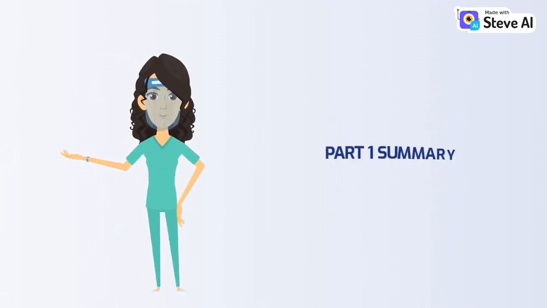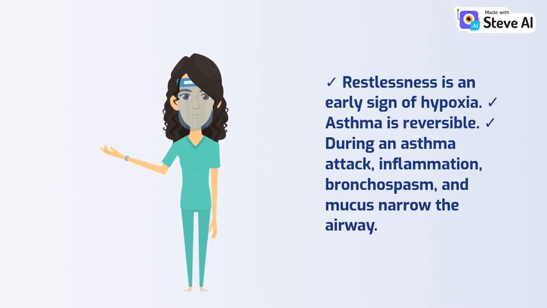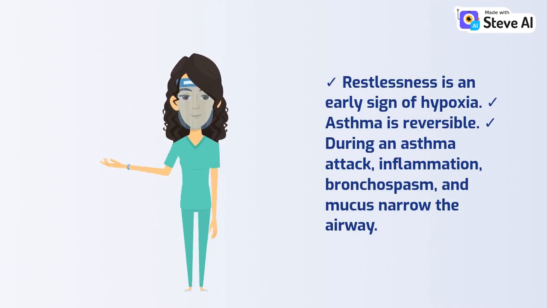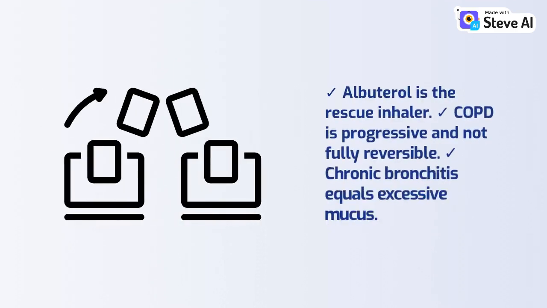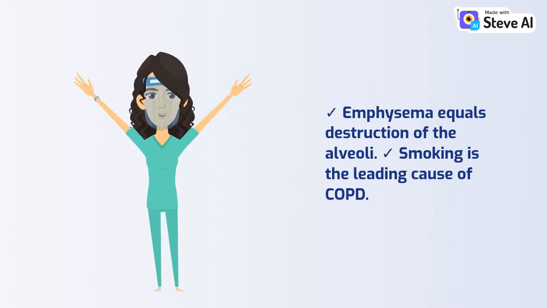Part 1 Summary. Let's quickly review. For the NCLEX, remember these key points: alveoli are responsible for gas exchange. Restlessness is an early sign of hypoxia. Asthma is reversible. During an asthma attack, inflammation, bronchospasm, and mucus narrow the airway. Albuterol is the rescue inhaler. COPD is progressive and not fully reversible. Chronic bronchitis equals excessive mucus. Emphysema equals destruction of the alveoli. Smoking is the leading cause of COPD.